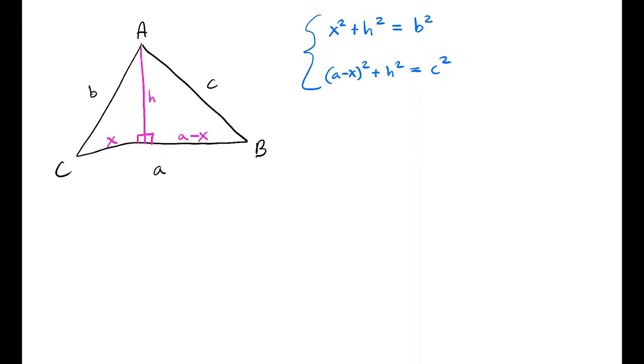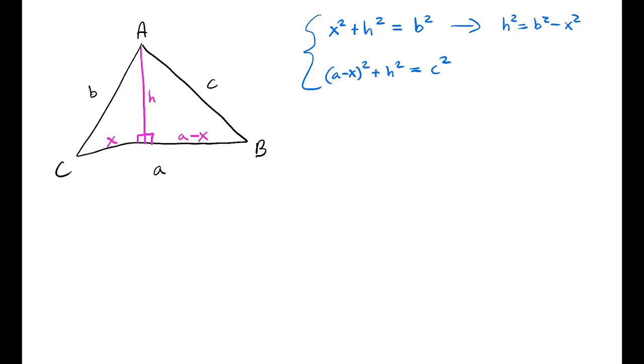So I'm going to restate the first equation as h squared equals, just subtracting x squared from both sides, b squared minus x squared. So that first equation, that's what it's going to become. Now I'm going to substitute that into the second equation.